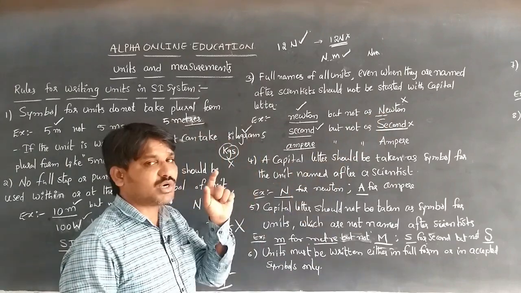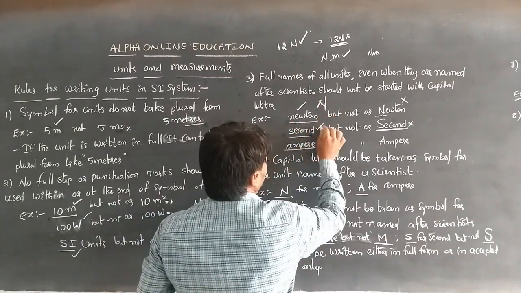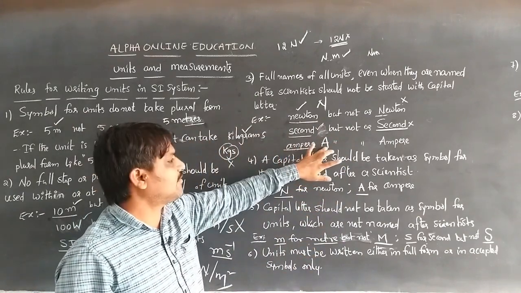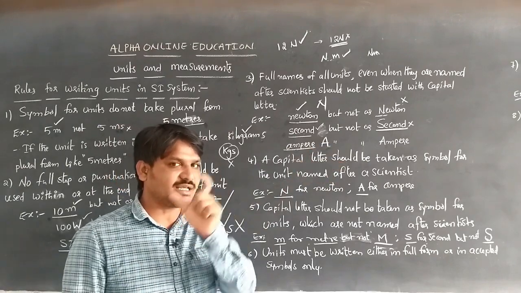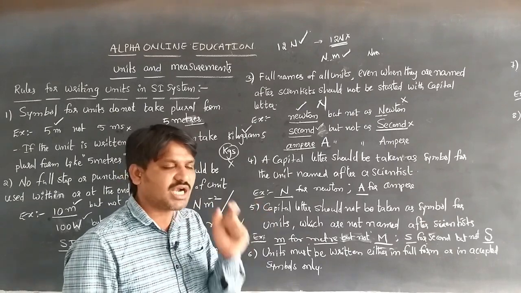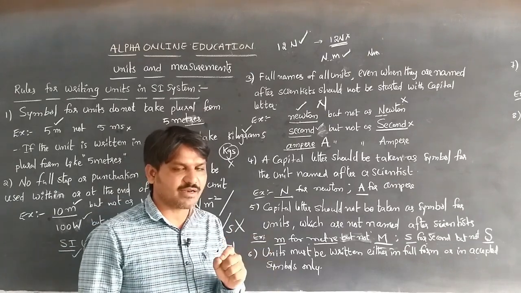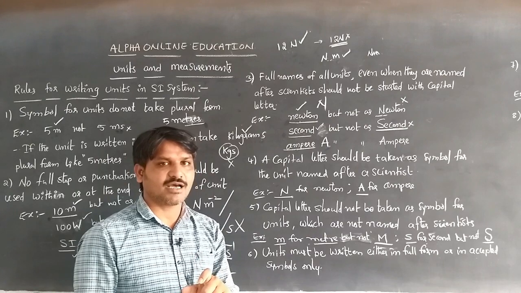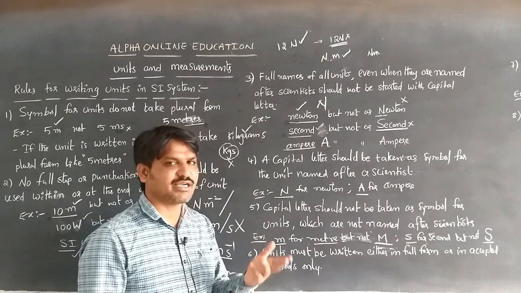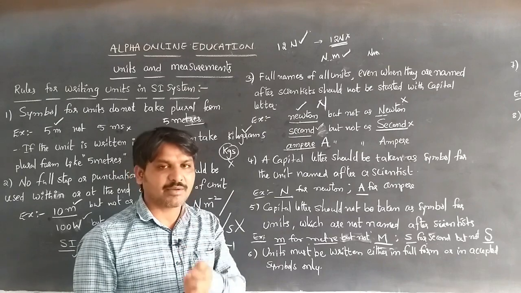But if you want to use the symbol for a unit named after a scientist, like newton for N, second for s, and ampere for A, then we can take a capital letter whenever we are taking the symbol. Otherwise, while writing the full name of the scientist's unit, we should start with a small letter only. Capital letters should also not be used for units which are not named after scientists, like second, meter.